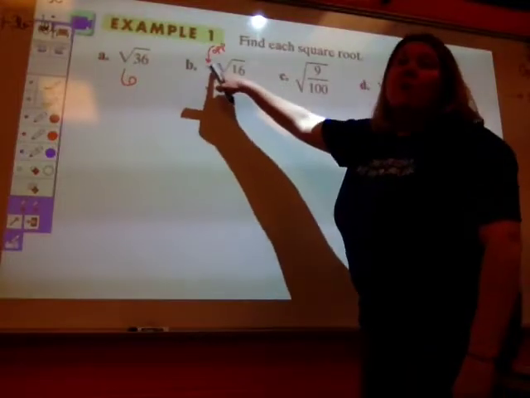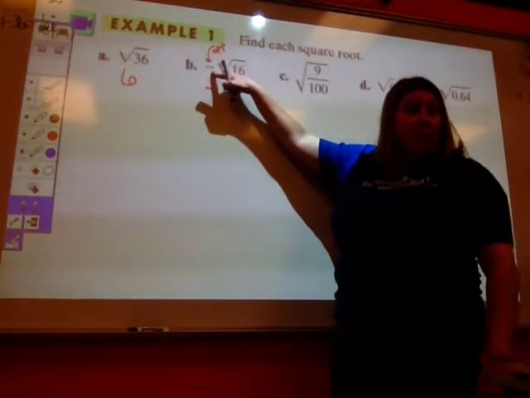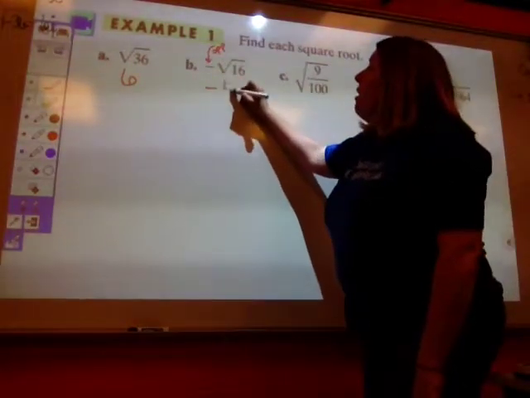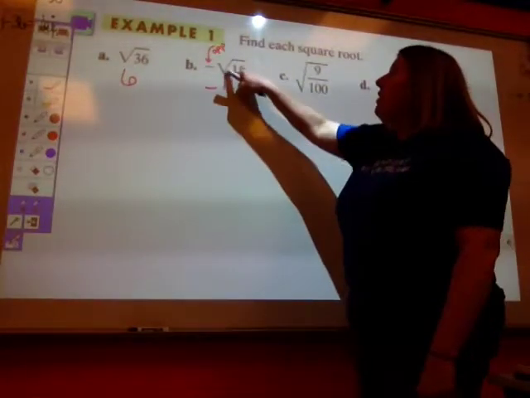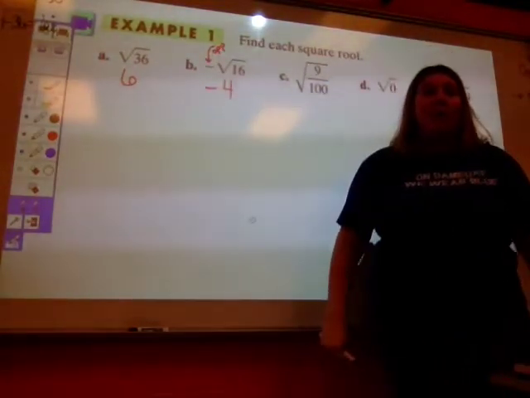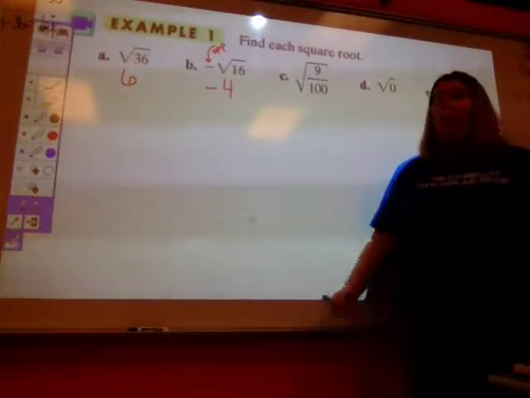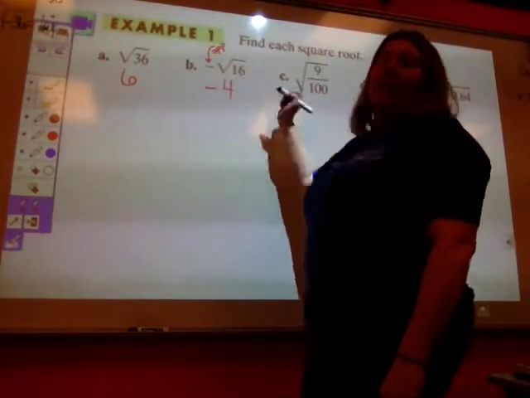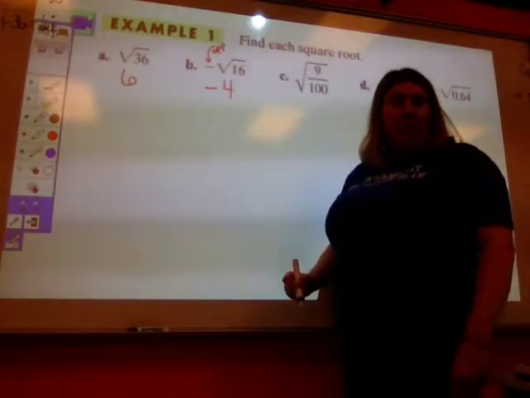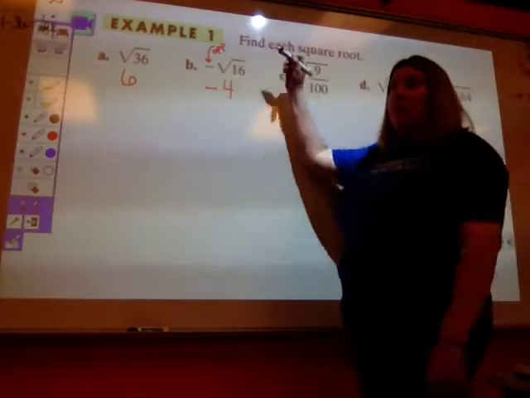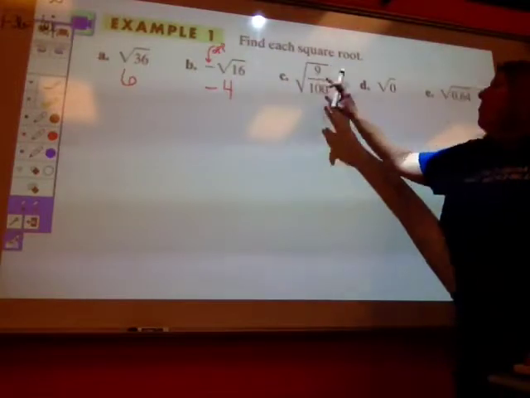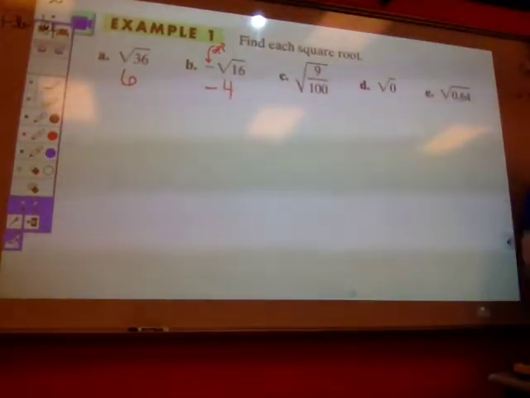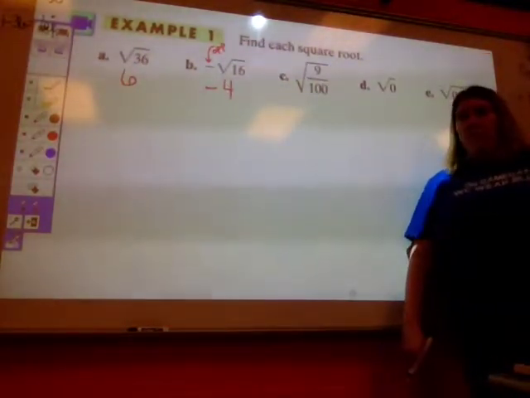Negative 4. So when the negative is on the outside of the square root, it's okay for us to keep that negative and then take the square root of 16 and find out what that is. So my answer would be negative 4. So it's really like saying negative 1 times the square root of 16. Does that make sense? Yes. Okay. Letter C, I guess.